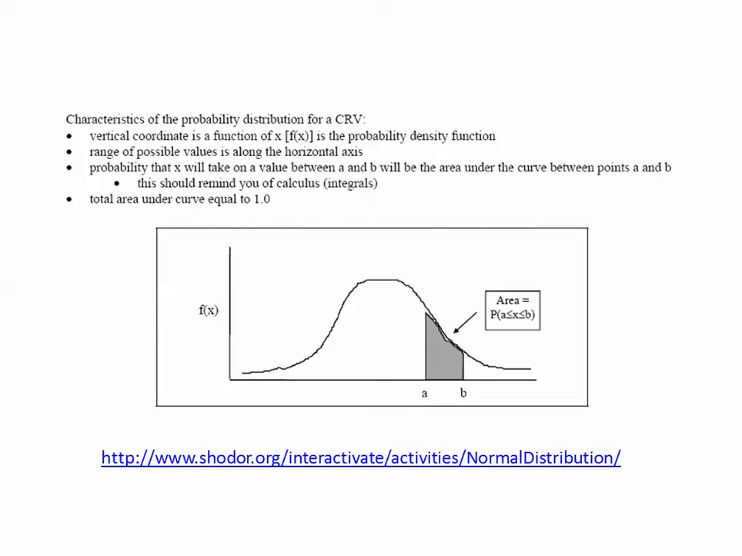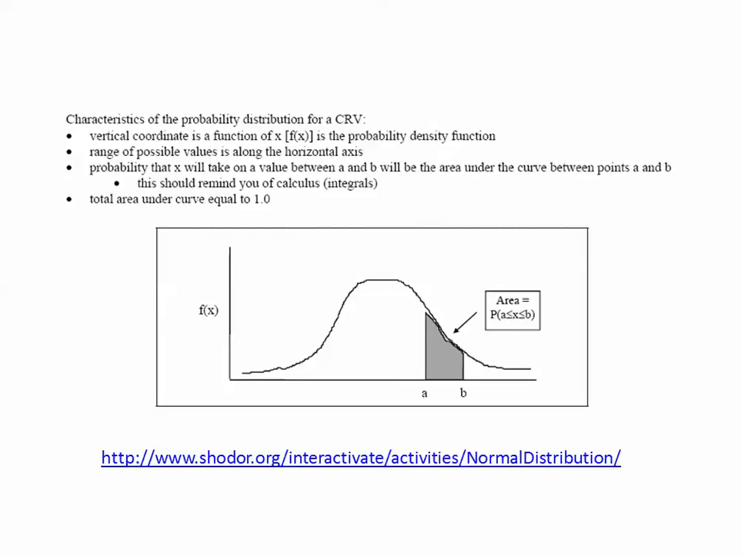So if we wanted to know what is the probability of an event occurring somewhere between A and B, because this is a continuous function, we would actually integrate between the values A and B. So the total area under the curve is equal to 1 or 100%. There's a 100% probability that the outcome will be somewhere between negative infinity and positive infinity.